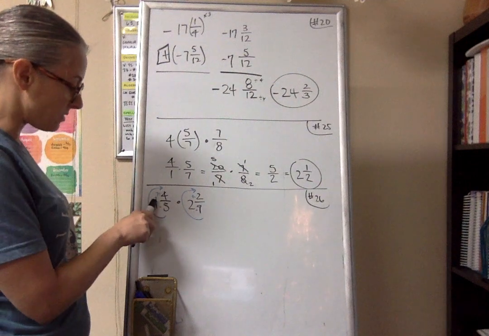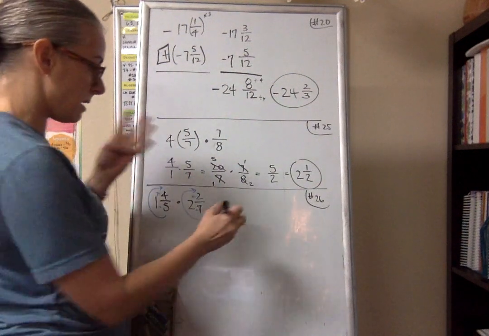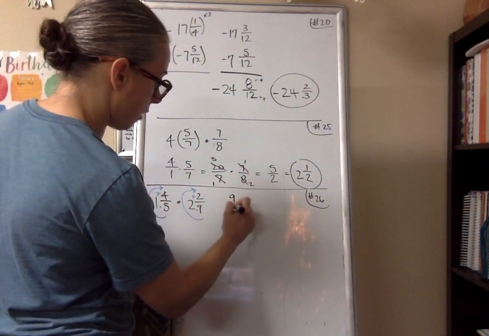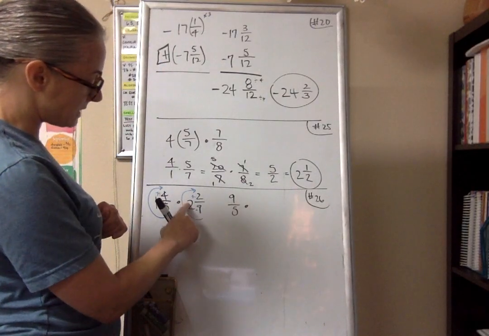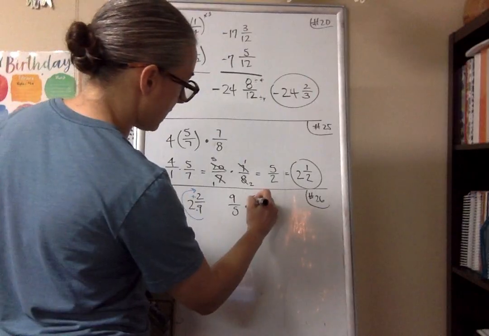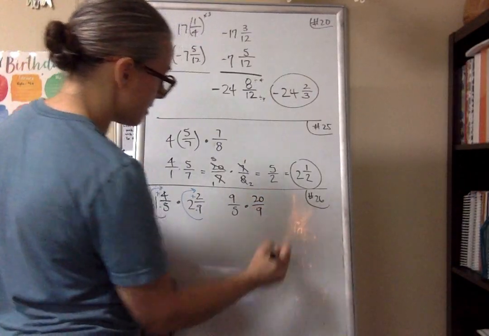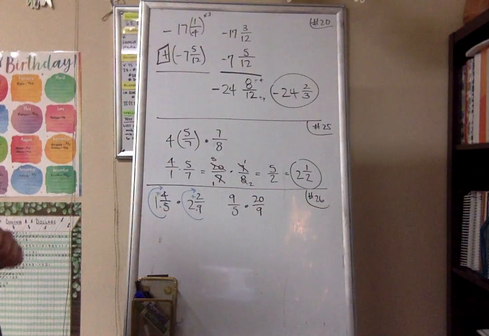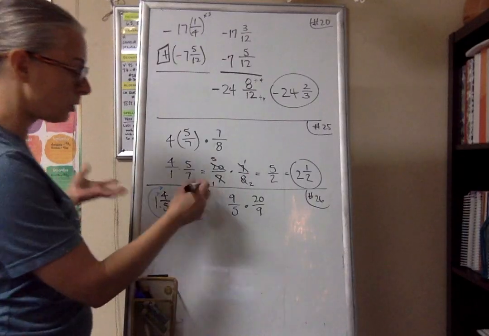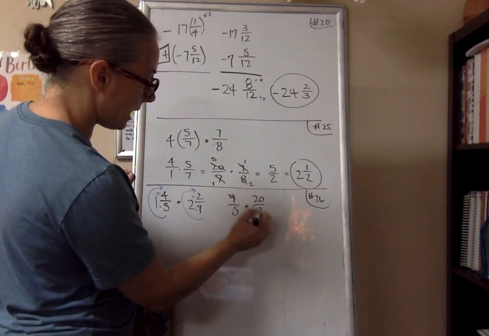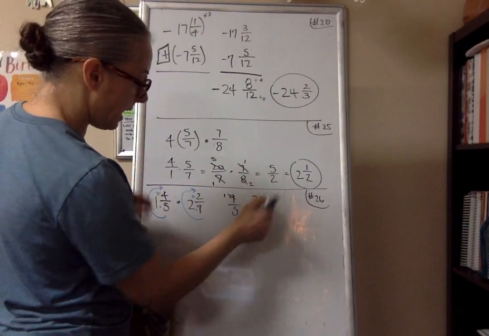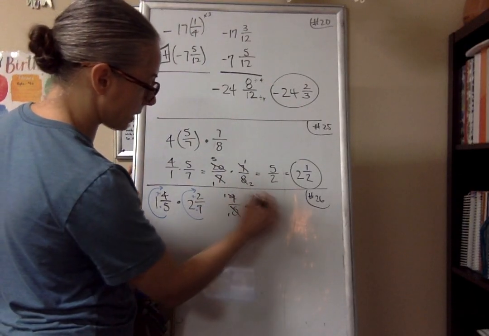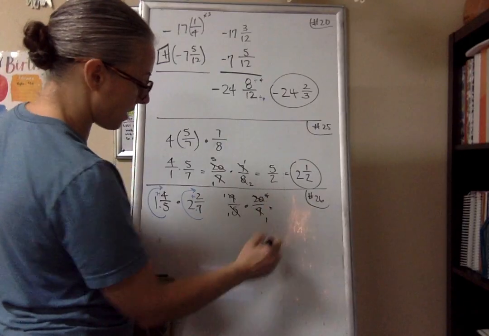So 5 times 1 is 5, 6, 7, 8, 9. I have 9 over 5 for the first mixed number. Then 9 times 2 is 18, 19, 20. And I have 20 over 9 for the second mixed number. Now I'm going to look for opportunities to cancel. And I see an opportunity here where 9 and 9 will cancel down to 1. And 5 and 20 will also cancel because they can both be divided by 5.